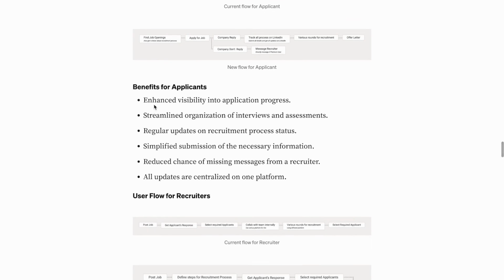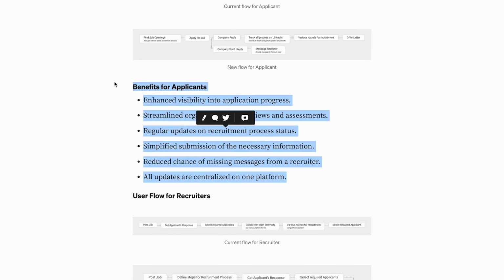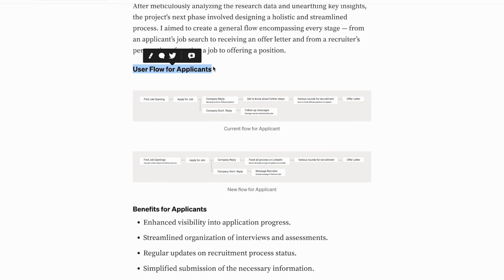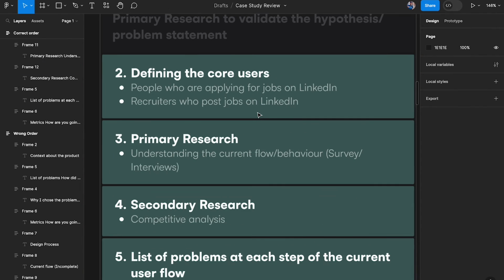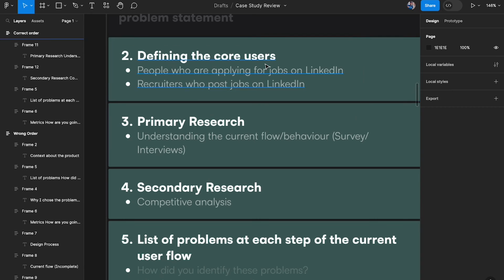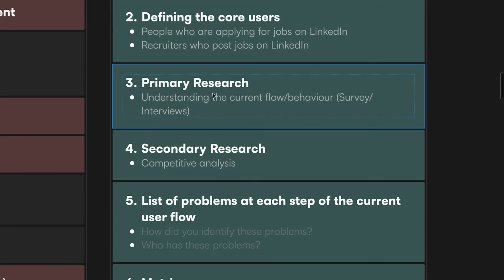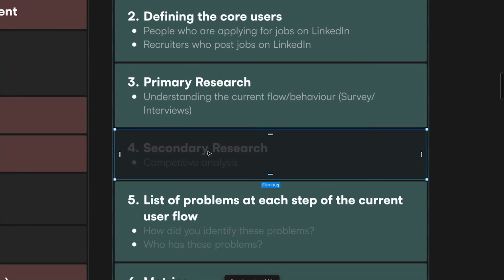Right? So here again, when you see benefits for applicants, enhanced visibility, streamlined organization, regular updates, this is probably the 4th or 5th time I'm reading the same thing again and again. If you're talking about the current flow, it is important to understand the problems that exist in the current flow. So what that basically means here is you define the core users. You do the primary research for the core users. When you do the research, you understand the current flow or behavior. Then you do the secondary research for your competitive analysis. This is probably a mandatory step, so I'm going to probably remove this.